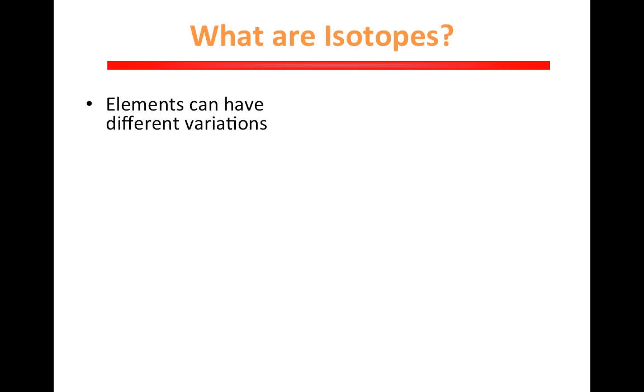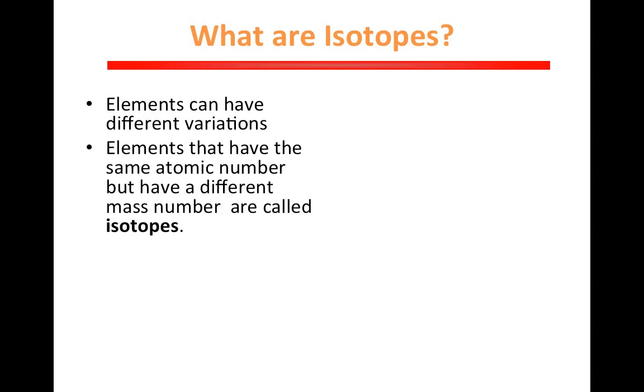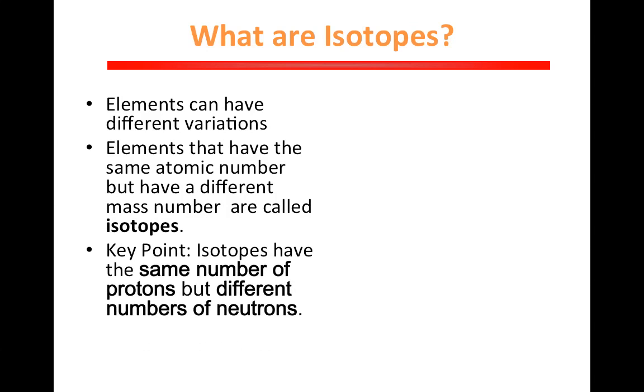An isotope, we know that elements can have different variations. Elements that have the same atomic number but have different mass numbers are called isotopes. So the key point here is that all isotopes have the same number of protons but differ by the number of neutrons. That's what an isotope is.